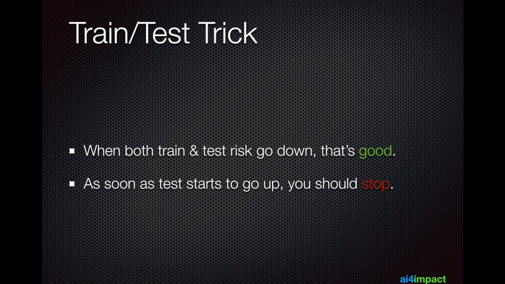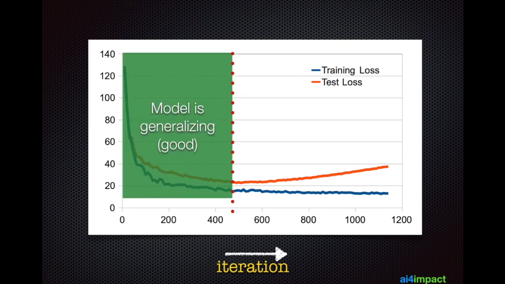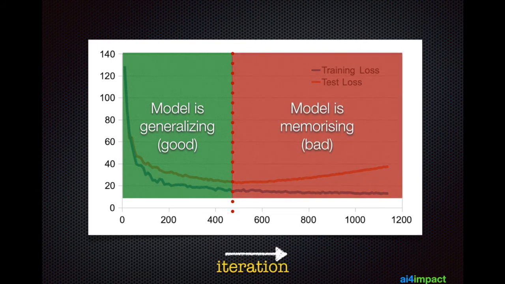Let's summarize. When both train and test risk go down, that's good. But as soon as the test starts to go up, you must stop. It means that the model is beginning to memorize the training data set. So there is a line that separates the left half of the graphs from the right half. And the line that separates it is a line after which the test loss begins to steadily increase. In the left half, the model is generalizing because both the test and training losses go down. In the second half, the model is memorizing, and this is bad.